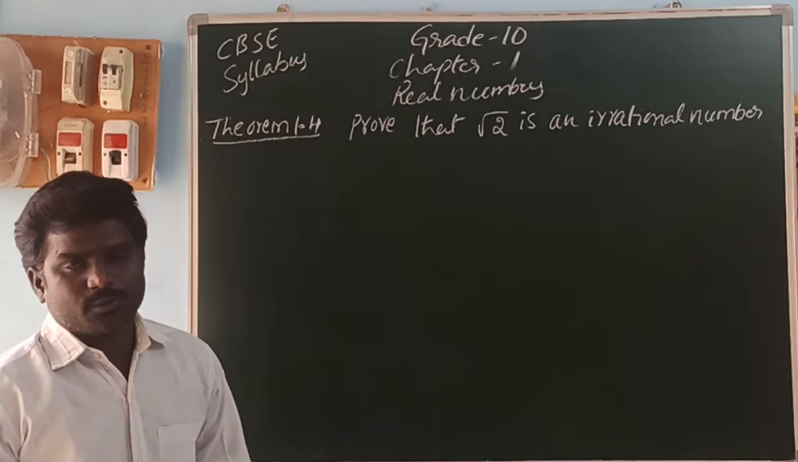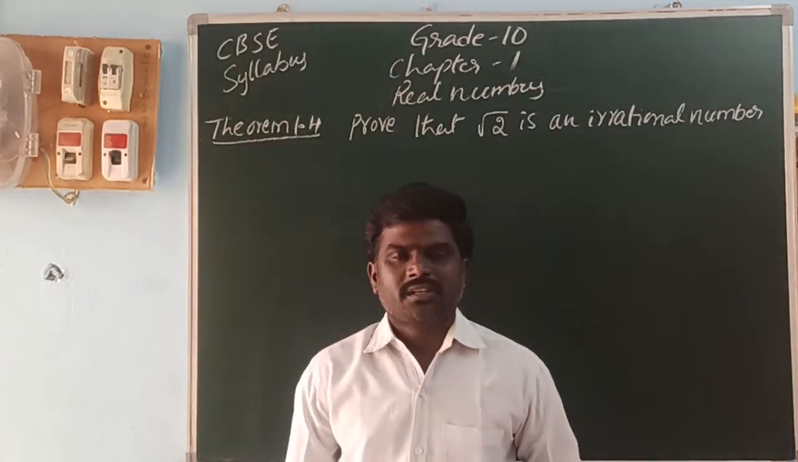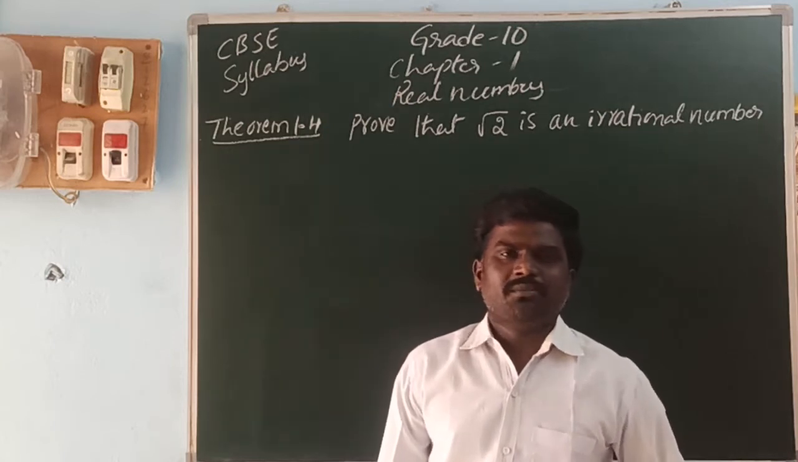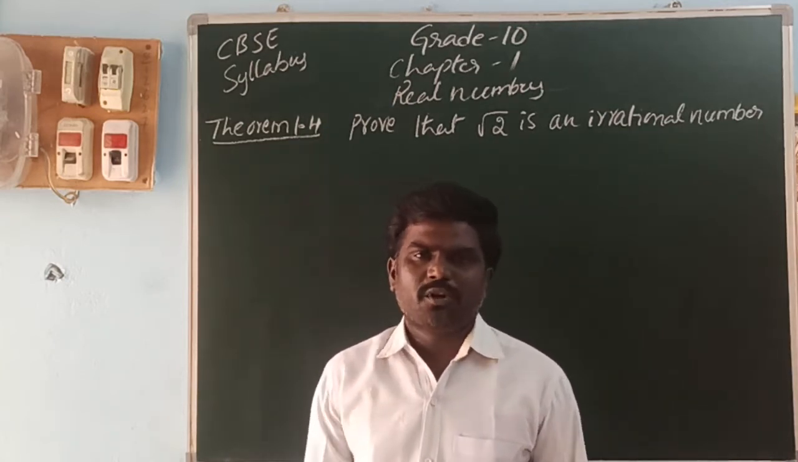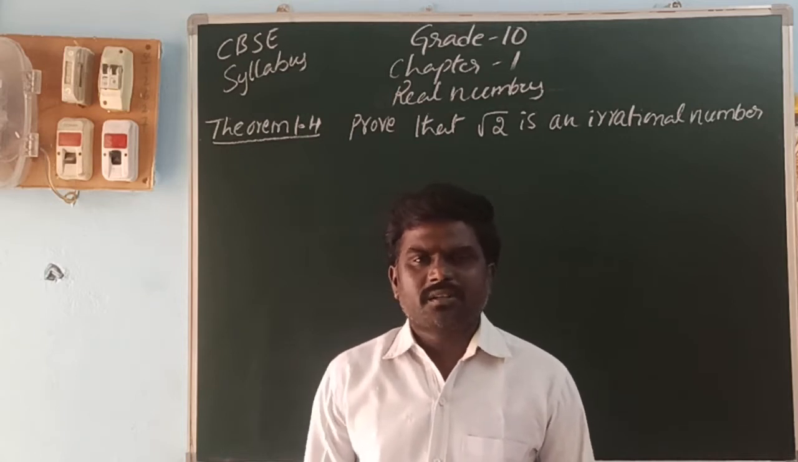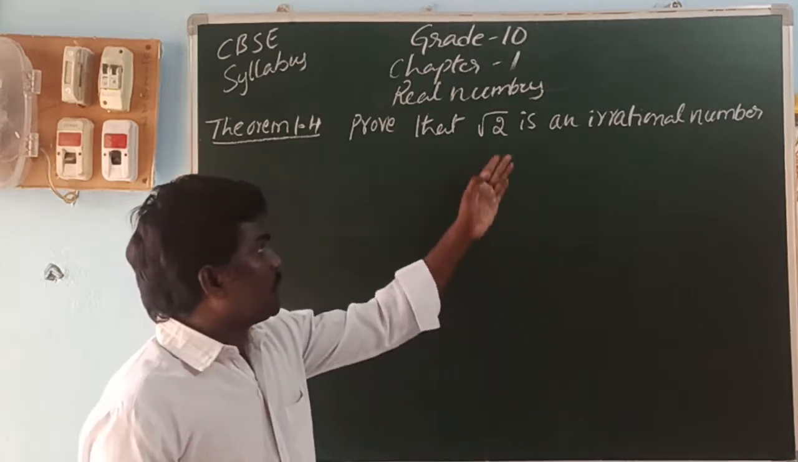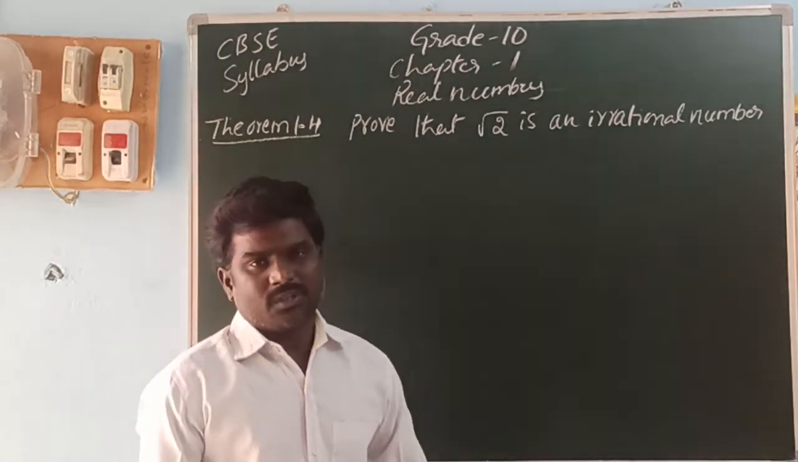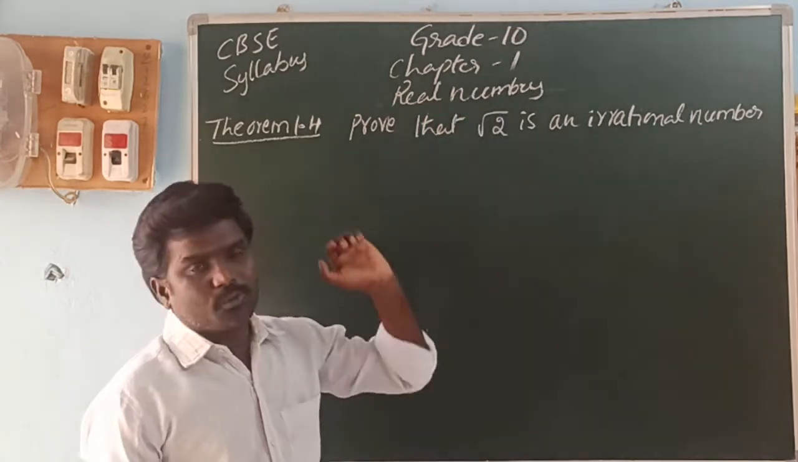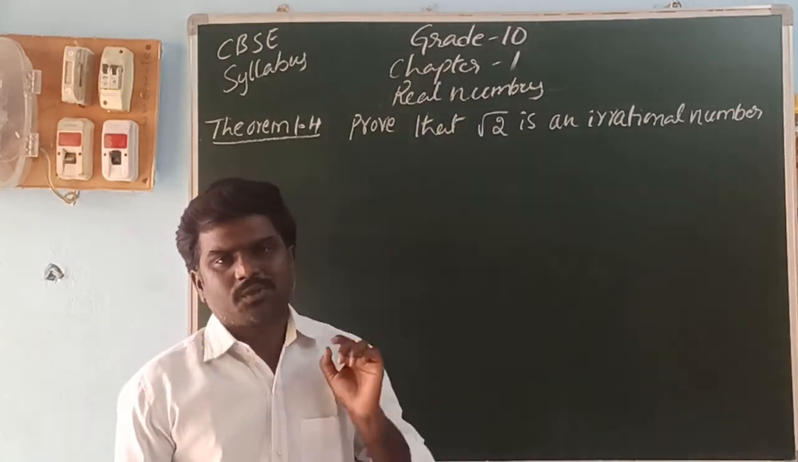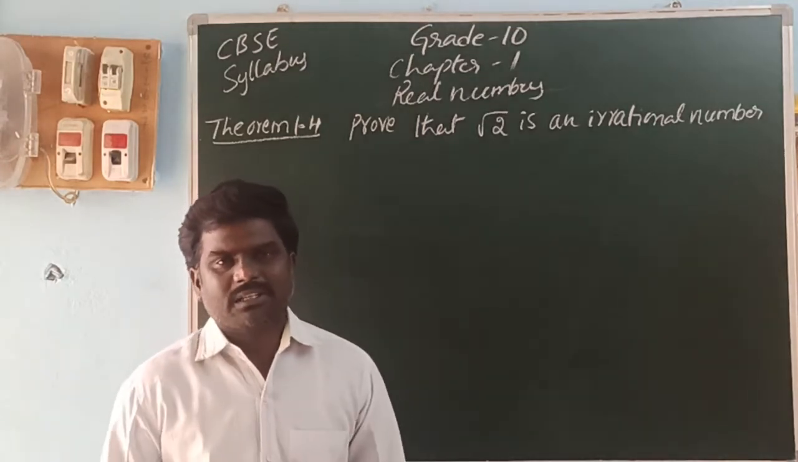Theorem 1.4. Prove that root 2 is an irrational number. Okay, here, what is called an irrational number? A number which cannot be expressed in the form of p by q is called an irrational number. Here root 2 is an irrational number. Already we know that. How do we know that? When you find the value of root 2, it is 1.414 and so on. How can you find the value of root 2? By using the long division method.